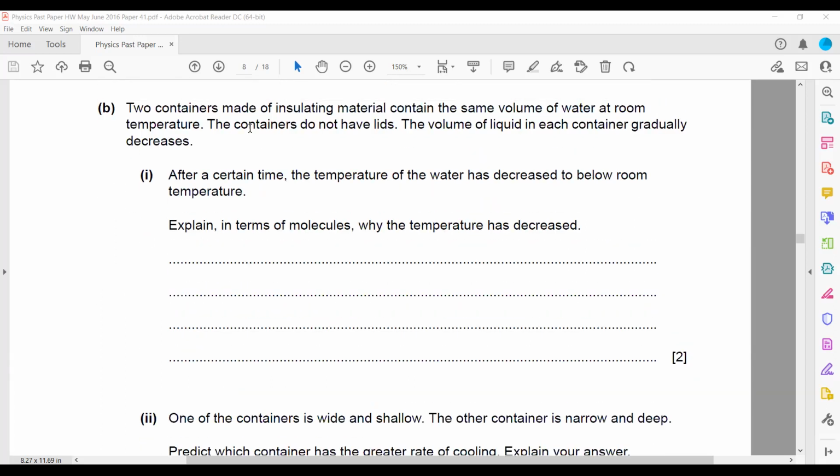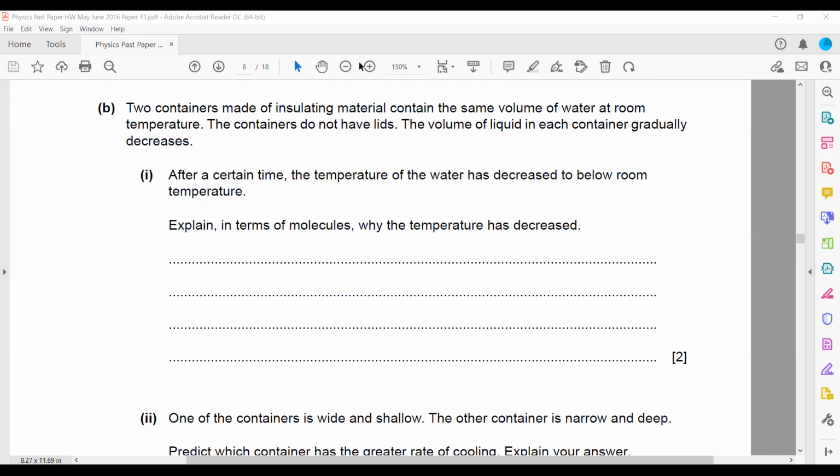Then, two containers which are made of insulating material. Insulating material means a material which does not allow the heat energy to pass. These contain the same volume of water at room temperature. The containers do not have lids. The volume of the liquid in each container gradually decreases. After a certain time, the temperature of the water has decreased below room temperature. Explain in terms of molecules why the temperature has decreased.